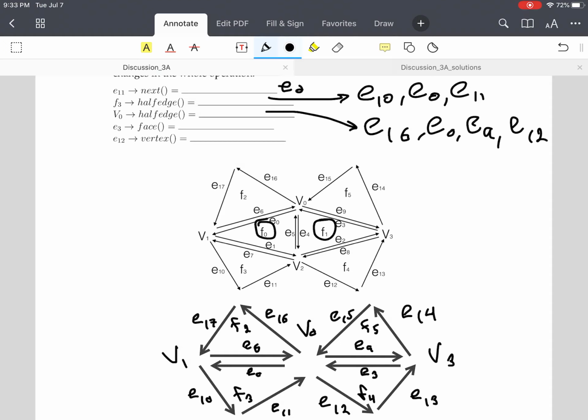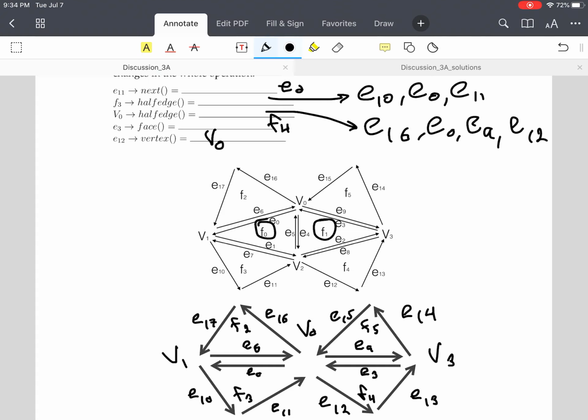Okay, let's keep going. Now, E3, the face of E3. So we just look here and find E3 right down here in the bottom right and just look at what face it's part of. F4. Easy. So F4. Okay, and then E12's vertex. So we find E12. It's right here in the bottom right, kind of going out. And we look and say, where does it originate from? So it originates from the center, V0. And so that's its vertex.